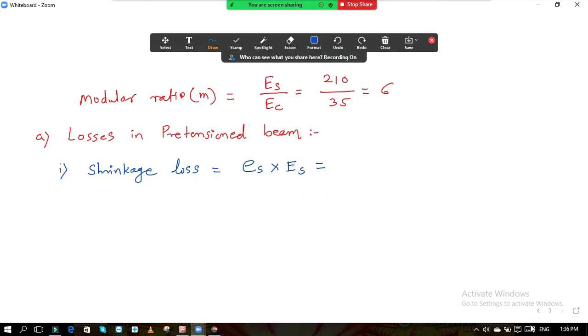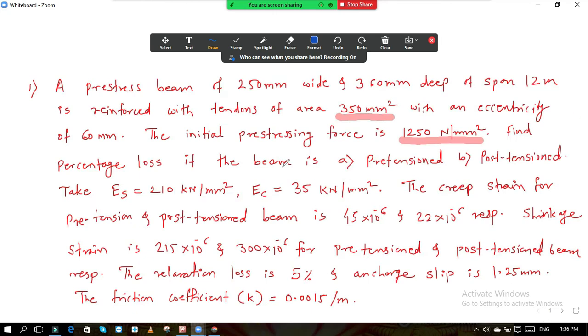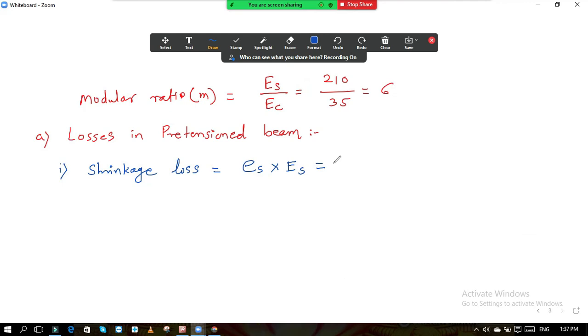Now for pre-tension beam, the shrinkage strain given is 215 into 10 raised to minus 6, into ES, which is 210 kilonewton per mm square. So multiply by 10 raised to 3, and we will get the answer in Newton per mm square.